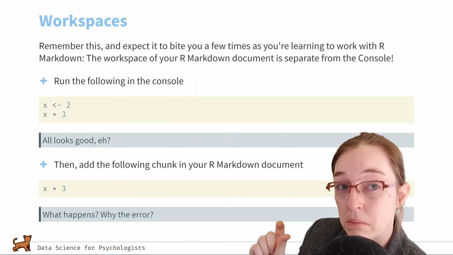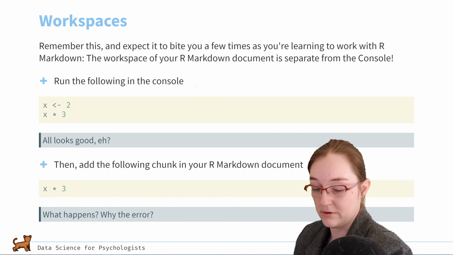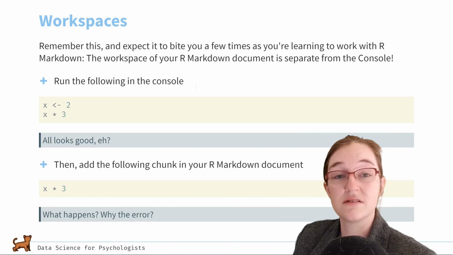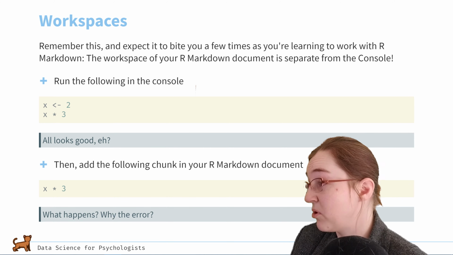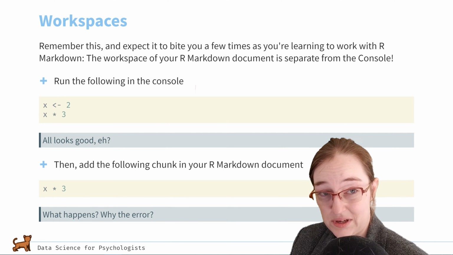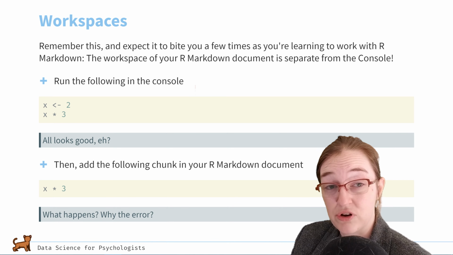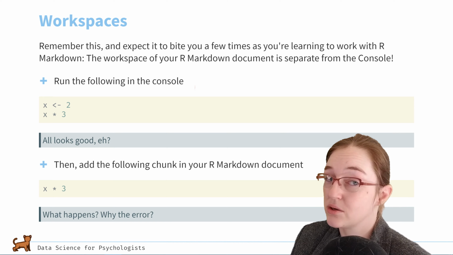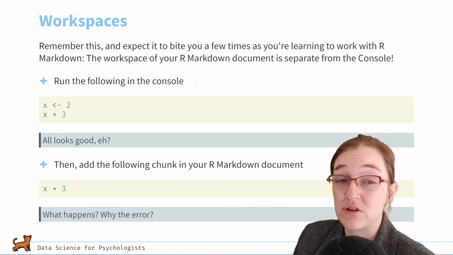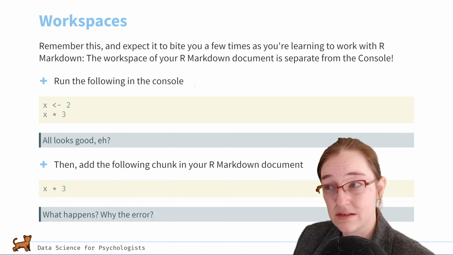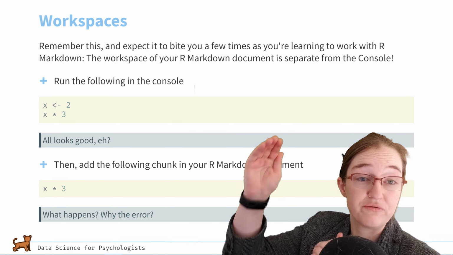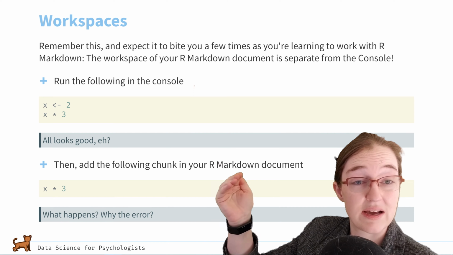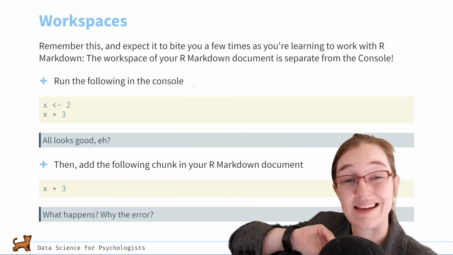Why? Dun dun dun. Oh, apparently it's a mystery. So, spoilers. Here's what happens. When you do a Markdown document, it doesn't remember anything that you put in the console separately. When you compile that Markdown document, it only knows what you've put in that document. So you have to tell it every single step. It doesn't know what x is until you assign it.